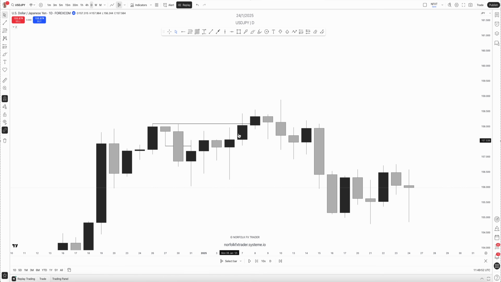Now, once we see this candle closing through, we'll do another video on understanding the break of structure and how you validate that and find it on charts.